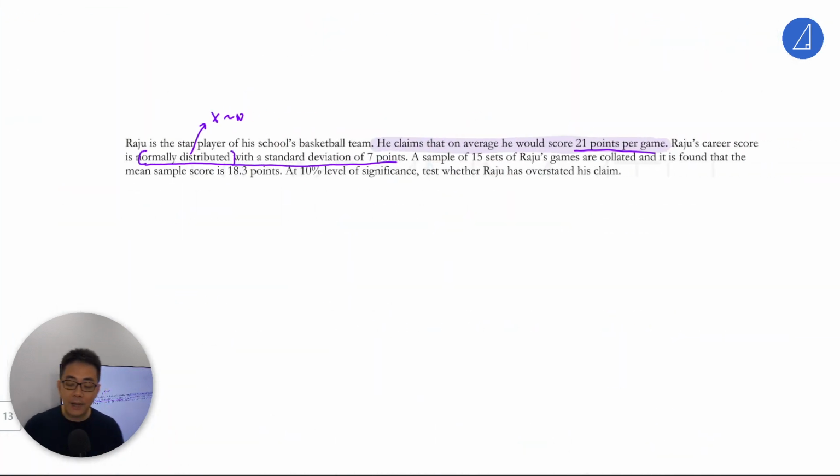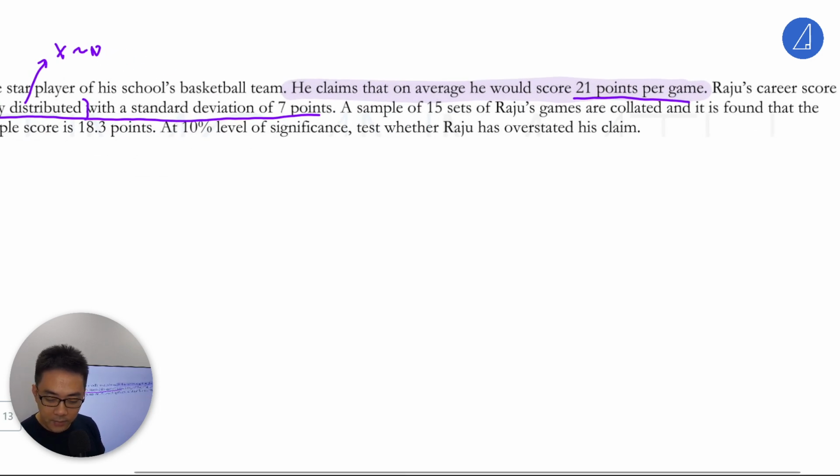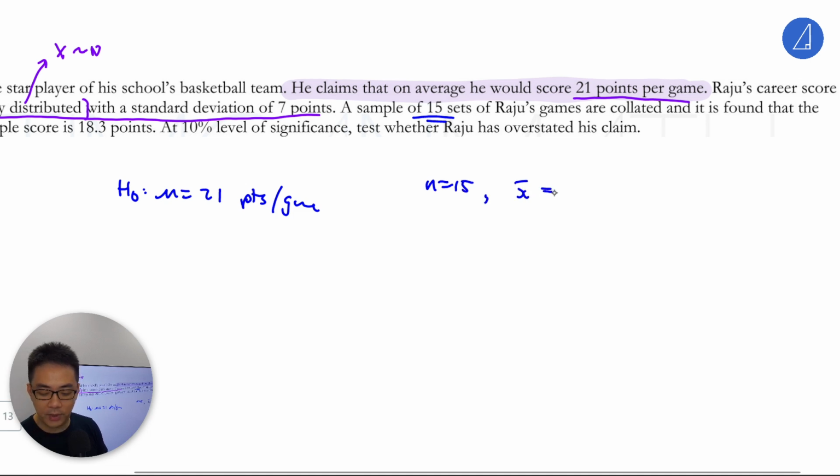Now if someone comes to you and says that I can score 21 points per game, of course you don't take his word for it. What you do is you go and watch some of his games and try to understand what's going on. Okay, so we know that he claims H naught: mu is 21 points per game. Now you're going to watch like 15 of his games, then you find the average. Let's say the average over the 15 games that you go and watch is only a mere 10 points per game. Of course you will say Raju is bragging.